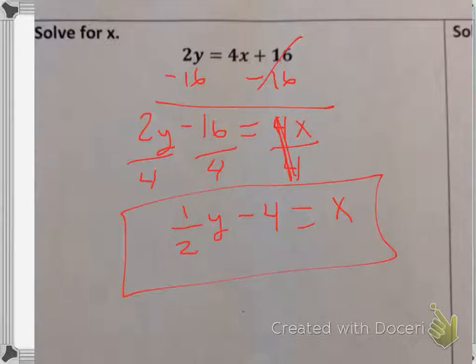Because I now have the x isolated, which was what I was asked to do, solve for x, I have now solved this literal equation. So what it really is, it's just rearranging the equations so that you have the variable that you're looking for on one side by itself.